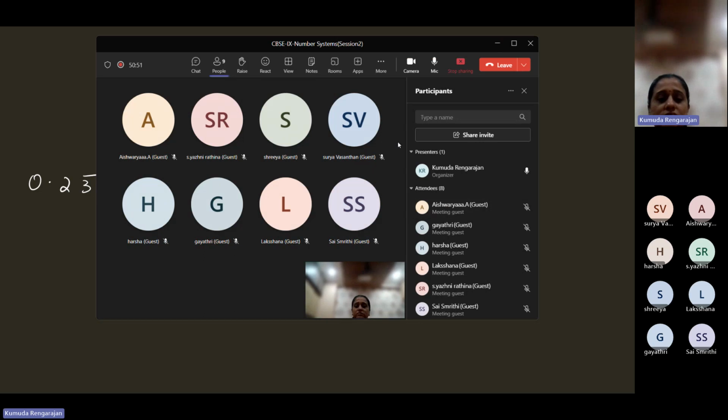Now, the second one is 0.235 recurring. This one is a non-terminating repeating decimal. How do we find its P by Q form? So we learned that procedure. Class, who remembers? Raise your hand.